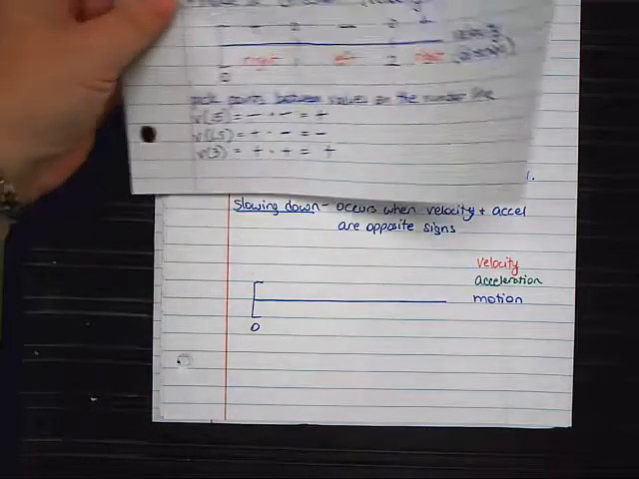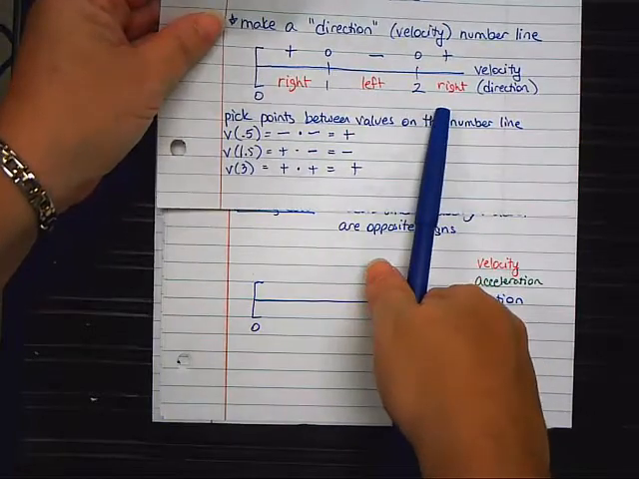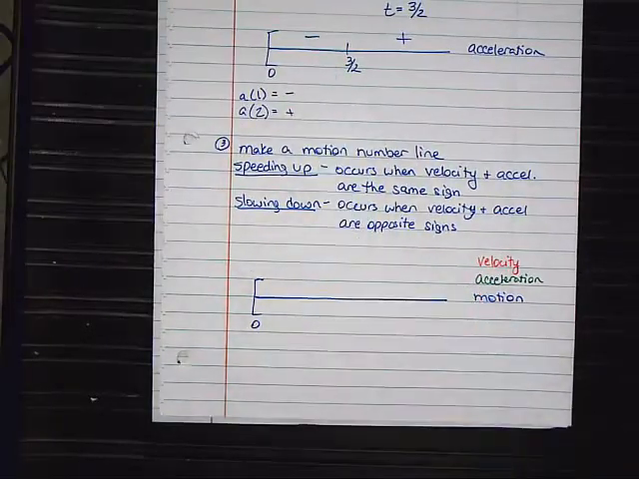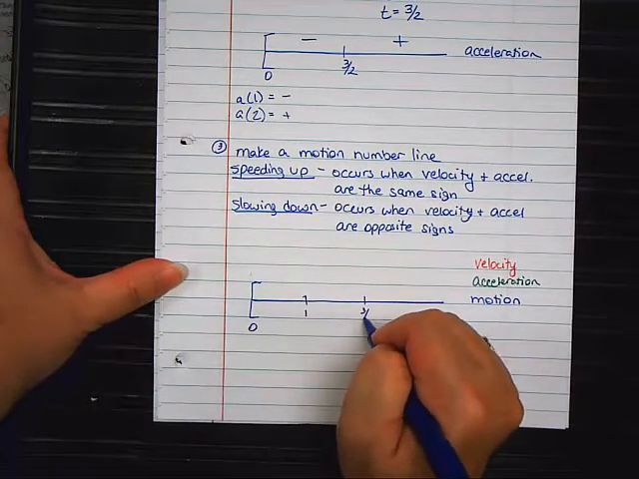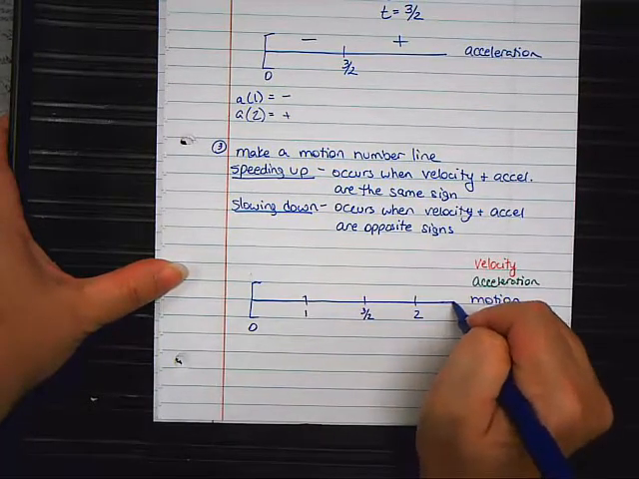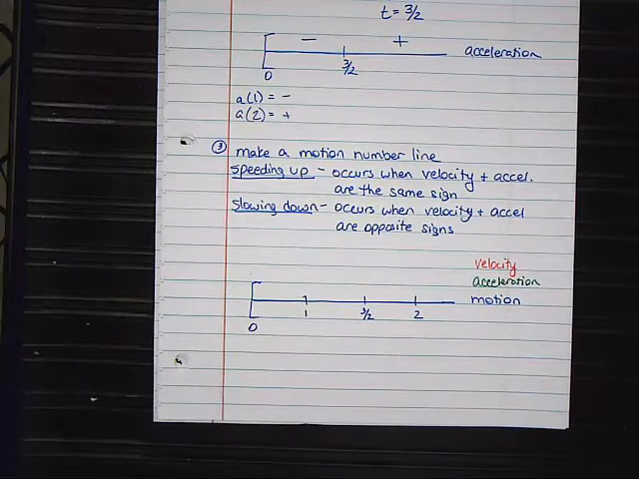What did we use? We used 1 and 2 on the velocity, and we used 3/2 on the acceleration. So those are the numbers that go on here. I'm going to put 1, 3/2, and 2. So those are the 3 numbers that go on there. Just take all the numbers you've already used, put them on the number line. Okay? Now, we're going to do velocity first.